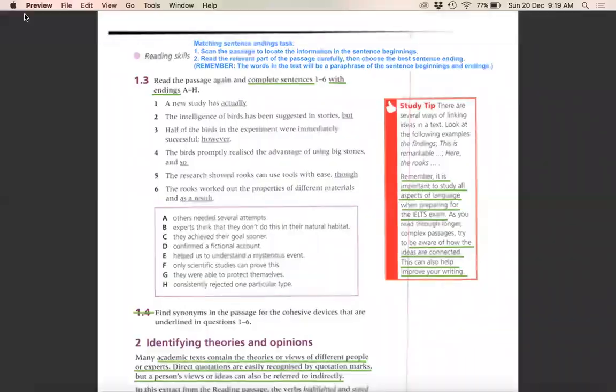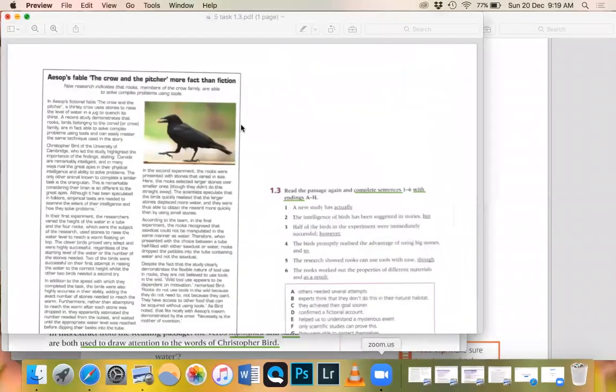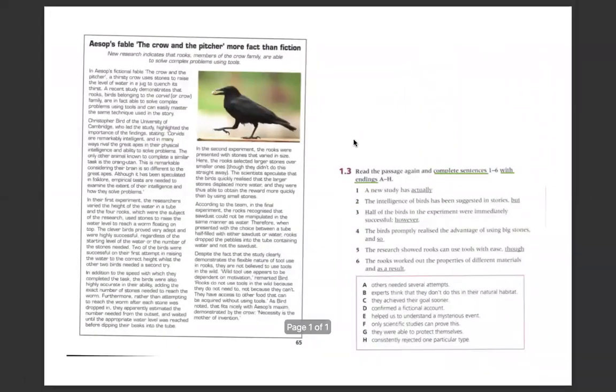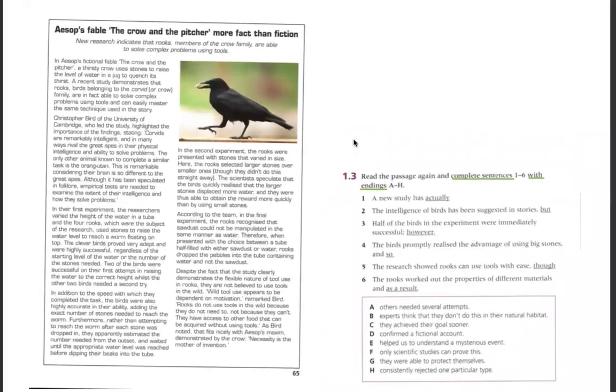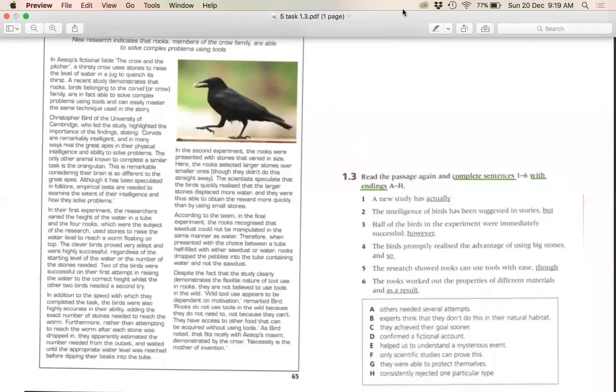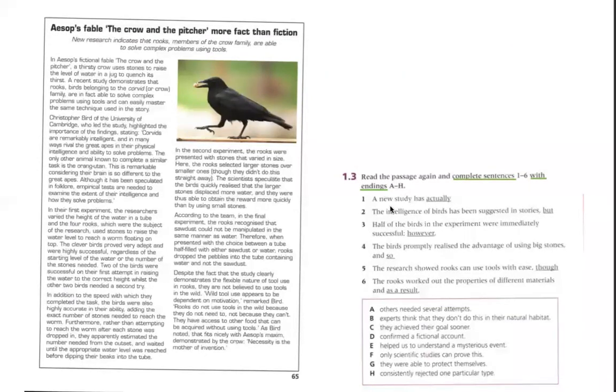All right, so let's have a look at the passage and the questions on the same page. Okay, so remember what you should do is just have a look first at what you need to find. For example, new study. Look for a mention of the intelligence of birds suggested in the stories. So here you'll be scanning for either the word intelligence or some paraphrase of this word. Okay, so again, think about the keywords, scan the passage, read that part in detail, and then choose the sentence ending.